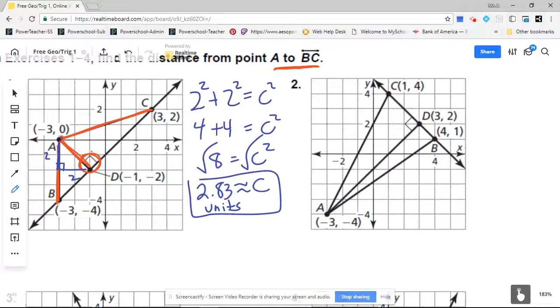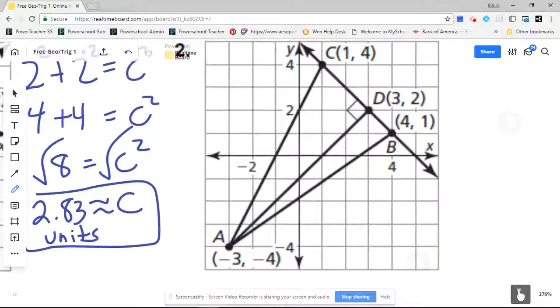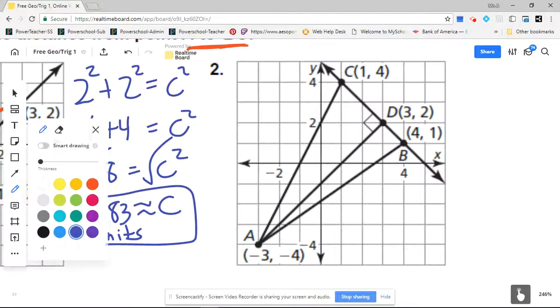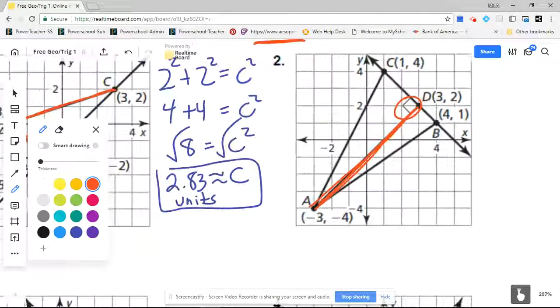Which line do you think I'd have to measure on number 2? AC, AD, or AB? Which one would give me the distance from point A to the line? Has to be the one with the right angle. It's got to be AD. That's the one you'd measure.